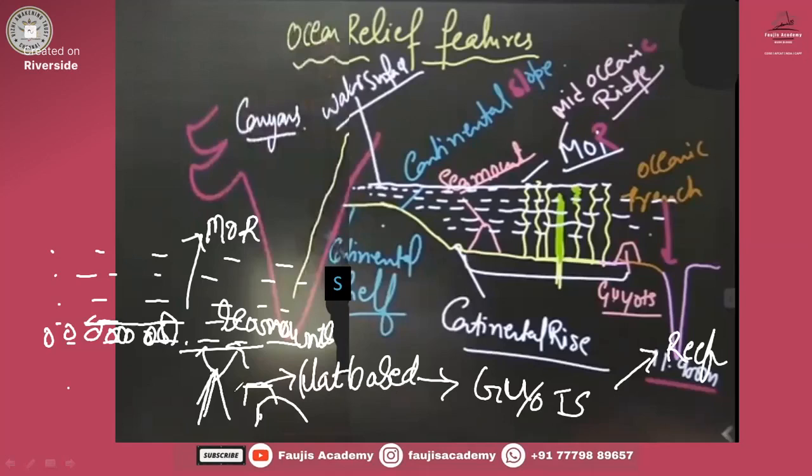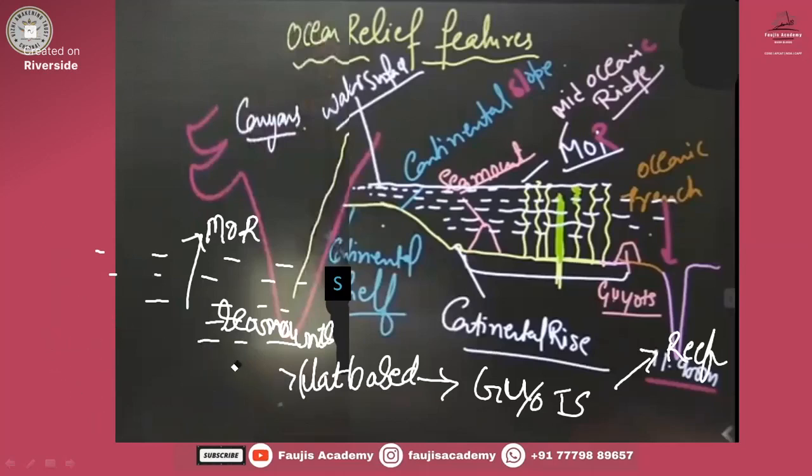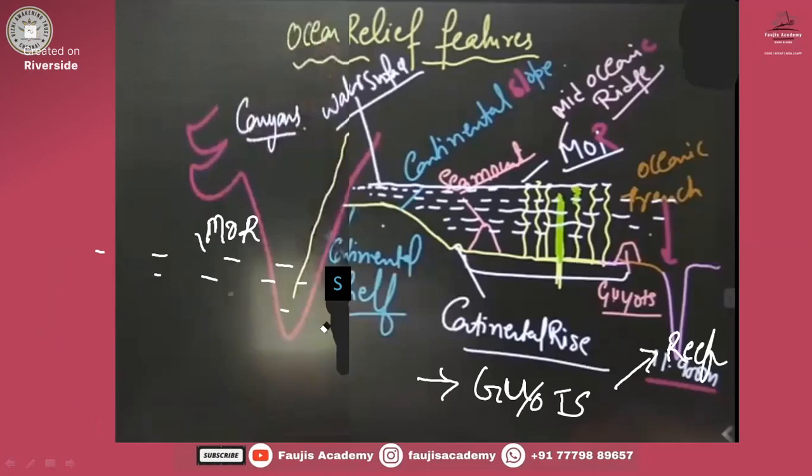And if that volcano comes out of the water, what will happen? Formation of an island will happen. That particular part is known as a volcanic island. So that is about all those deep sea plains. In the deep sea we have the seamounts, guyots, and mid-oceanic ridges. So all these are the deep sea plains part.